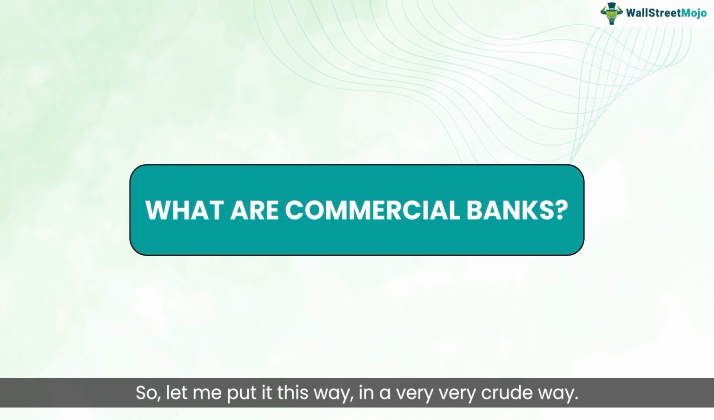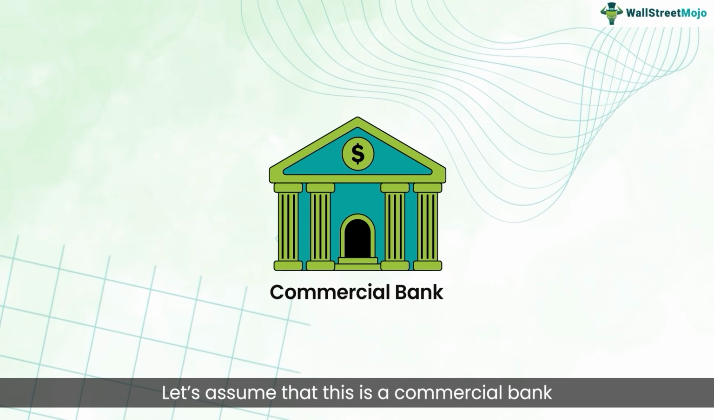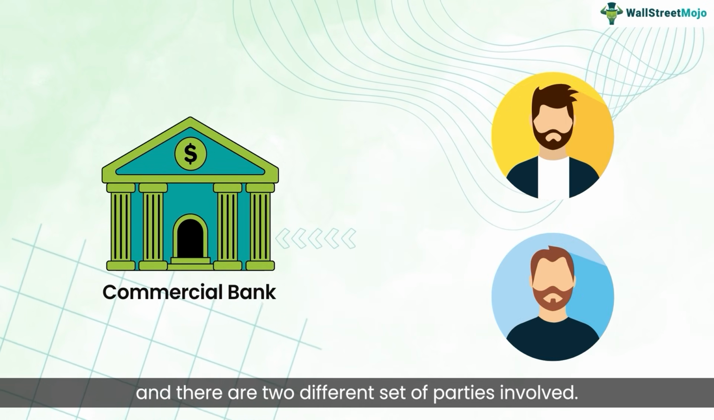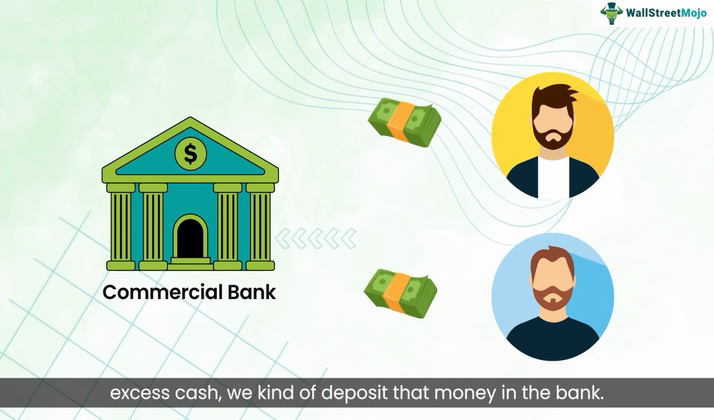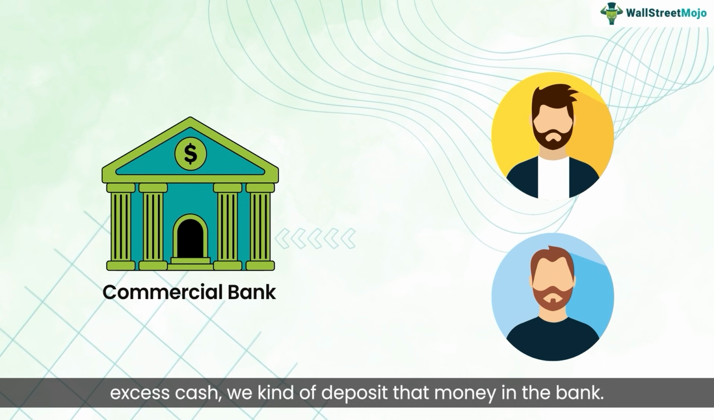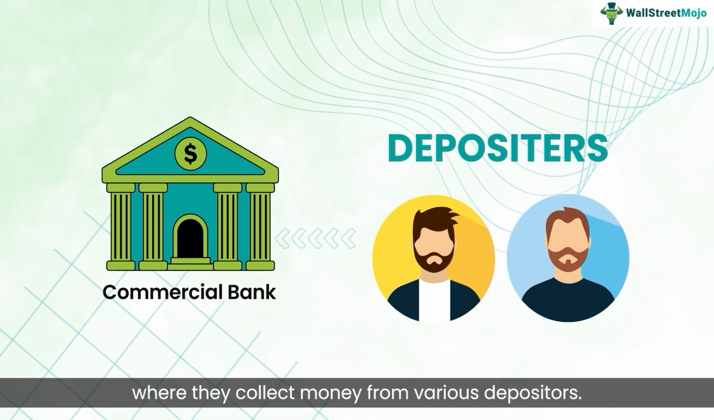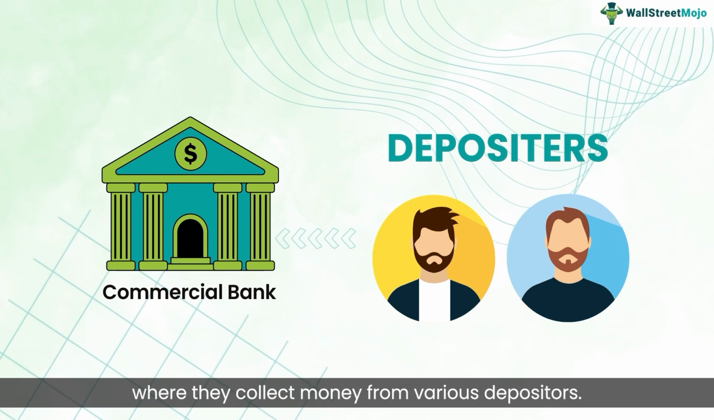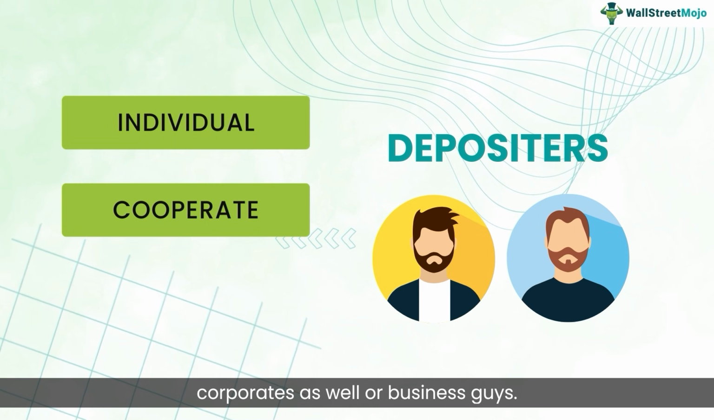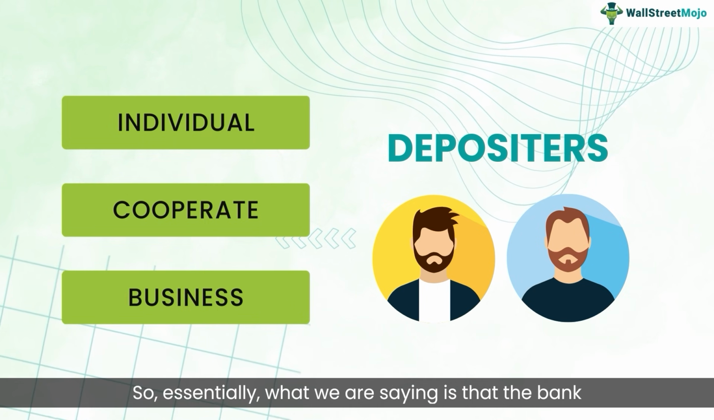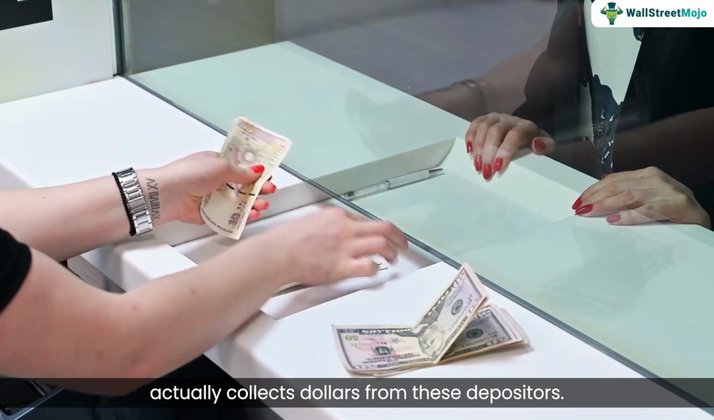So let me put this in a very, very crude example. Let's assume that this is a commercial bank and there are two different sets of parties involved. Think of you and me. When we have excess cash, we deposit that money in the bank, right? So we are essentially depositors. A bank is a place where they collect money from various depositors. These depositors can be individuals, corporates, or business people as well. So essentially the banks collect dollars from these depositors.